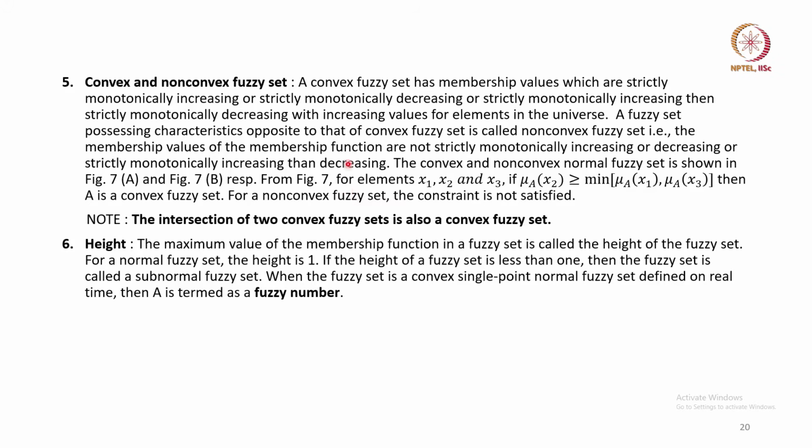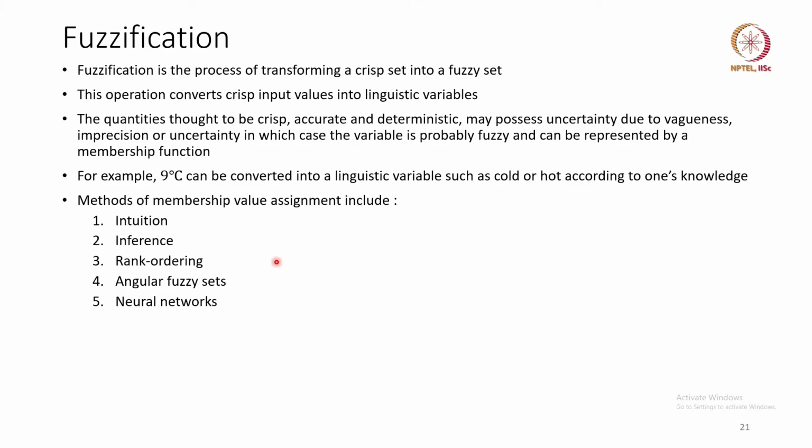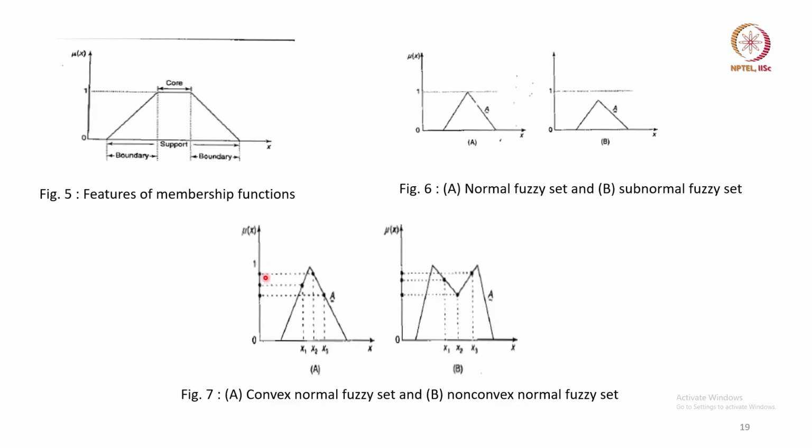Another concept we can talk about is the convex and the non-convex fuzzy sets. Here, this is called a convex fuzzy set and this is called a non-convex fuzzy set. A convex fuzzy set has membership values which are increasing, or decreasing, or which increase and then decrease. But if it is not any one of these, it's known as a non-convex fuzzy set. Here it increases, decreases, again increases and decreases.